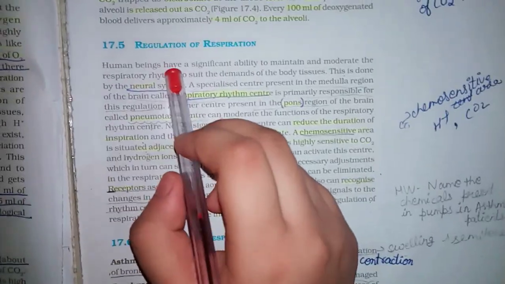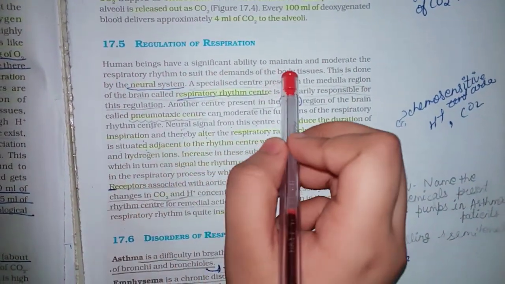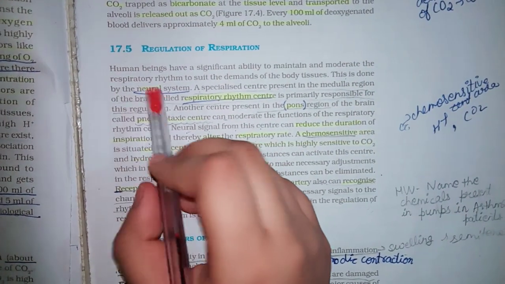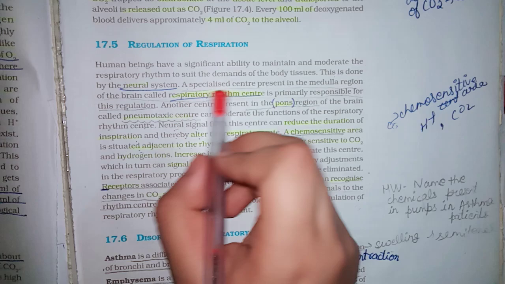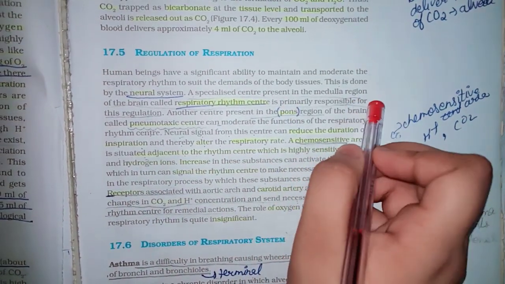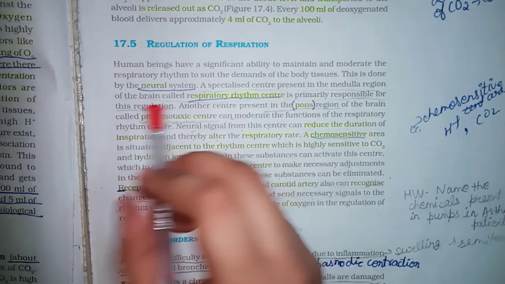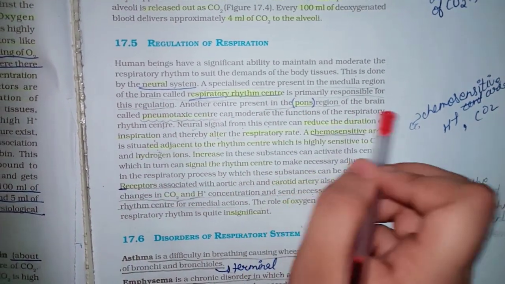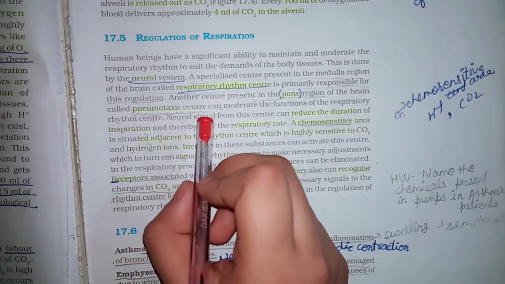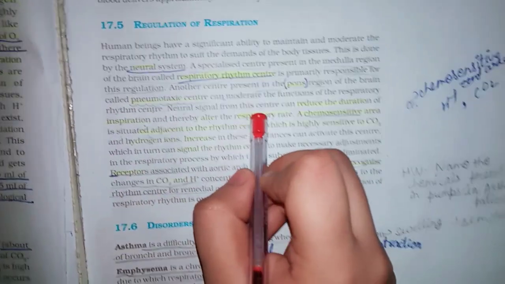Regulation of respiration. Human beings have a significant ability to maintain and moderate the respiratory rhythm to suit the demands of the body tissues. This is done by the neural system. A specialized center present in the medullary region of the brain called respiratory rhythm center is primarily responsible for this regulation. Another center present in the pons region of the brain called pneumotaxic center can moderate the functions of the respiratory rhythm center. Neural signal from this center can reduce the duration of inspiration and thereby alter the respiratory rate.